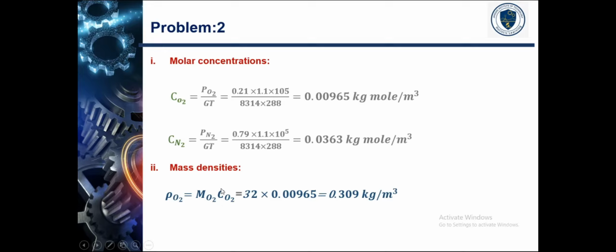This C of O2 is already found out in the previous step. M of O2, that is the molecular weight of oxygen. From the basics we know that for oxygen molecules, the molecular weight is 32. So if you multiply the terms, you will get the mass density for oxygen. Next we have to find the mass density of nitrogen, that is M of N2 into C of N2. Here M of N2 is the molecular weight of nitrogen. For nitrogen molecules its value is 28, into C of N2, which was calculated earlier, that is 0.0363. If you multiply both the terms you will get the mass density for nitrogen.